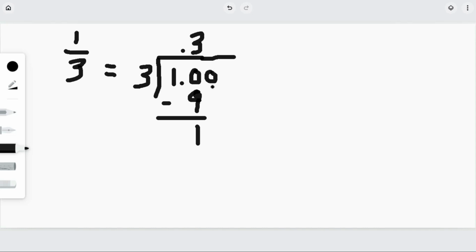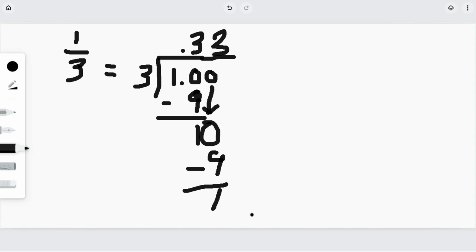Now when you write the 0 here, you can just bring the 0 down. Next, how many 3 can you find in 10? You see we have 3 again, and 3 times 3 is also 9. Now you are going to subtract it and you are going to get 1.